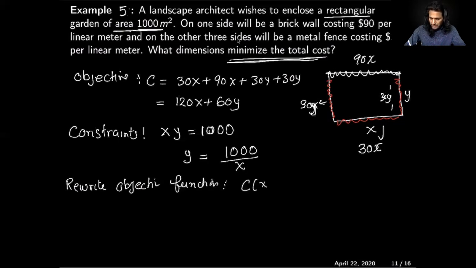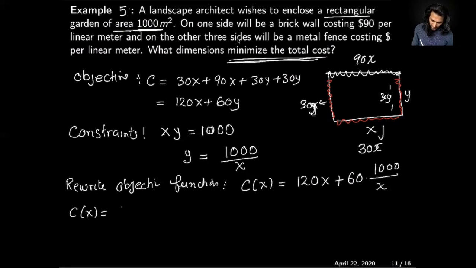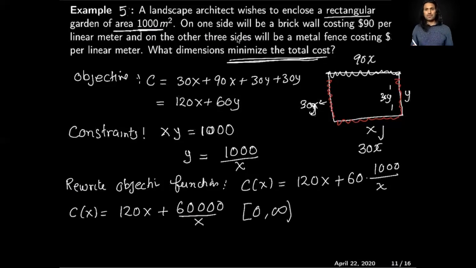So C is going to be only a function of x: 120x plus 60 times 1000 divided by x. If I rewrite my objective function, C of x is going to be 120x plus 60,000 divided by x. The domain of this function can be from 0 to infinity because the area has no limit. You can choose one side really small and the other side really large and still get the area 1000. So that's our domain of the function.